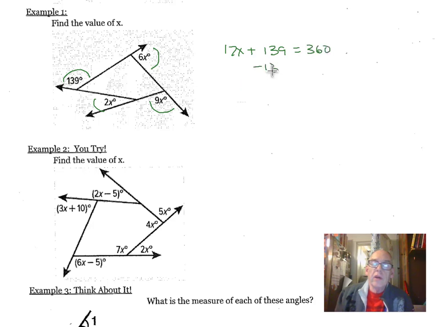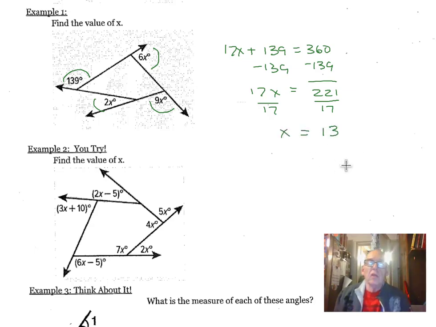So we're going to take 139 away from both sides. We're going to get 221 equals 17x. Divide both sides by 17. And we get x equals 13. And all they want us to do is find the value of x, 13.